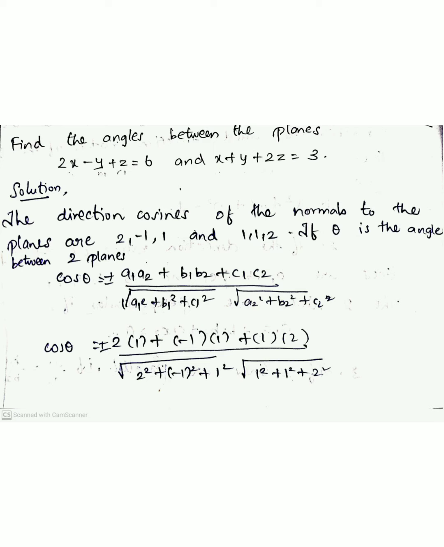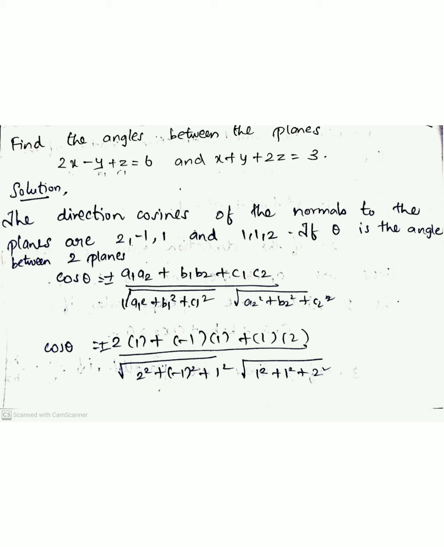Let us take this. Find the angle between the planes 2x - y + z = 6 and x + y + 2z = 3. They have given two planes. We are going to find the angle between these two planes. For that, first we need to find the direction ratios or normals of the given planes. See the first equation. Here the normals are 2, -1, 1. In the second equation, the normals are 1, 1, 2.